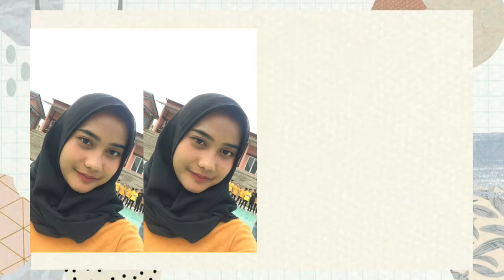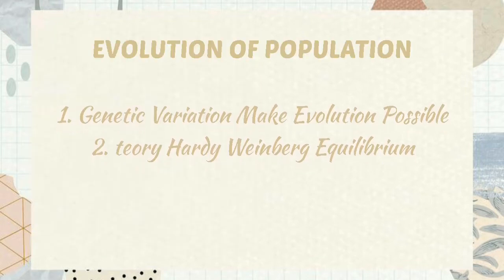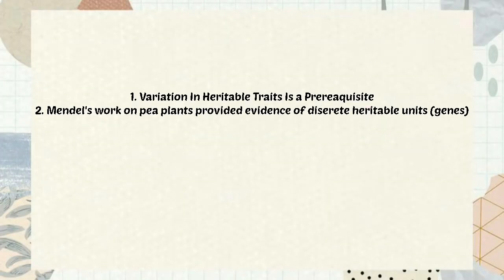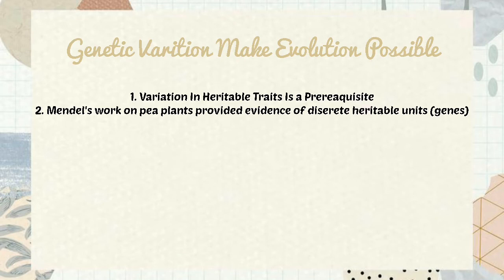Hamka. In this video, there are 2 points which I will explain about the evolution of population. Point 1, genetic variation makes evolution possible. Point 2, the Hardy-Weinberg equilibrium theory. Okay, so I will explain the first point of the evolution of population: genetic variation makes evolution possible.